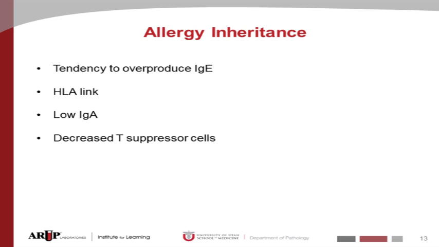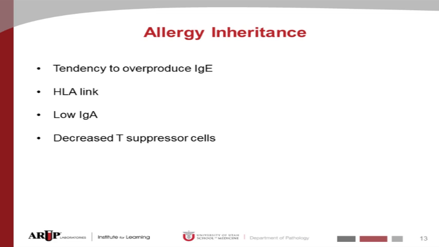It's looking more and more like certain HLA types in individuals are more likely to make strong affinity receptors on your basophils and your mast cells. So if you've inherited that tendency to really strongly grab onto IgE molecules, you're going to be more likely to develop allergies. Another factor may be a tendency to produce low IgA antibodies.